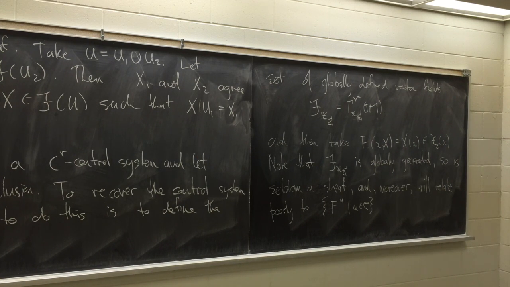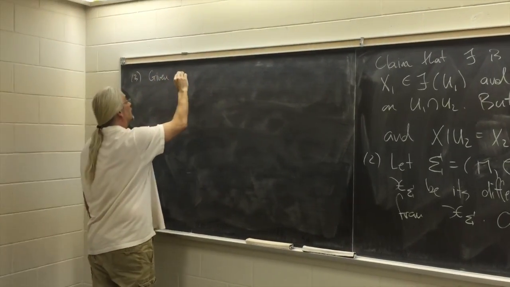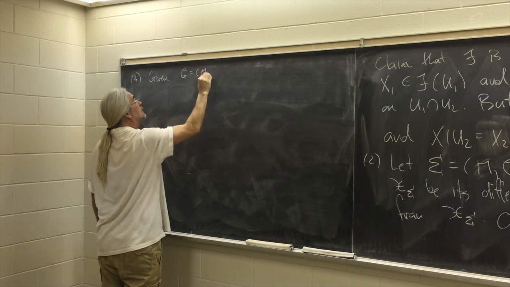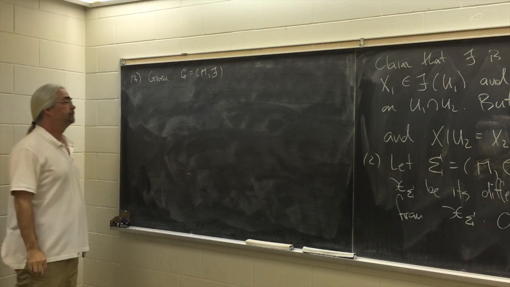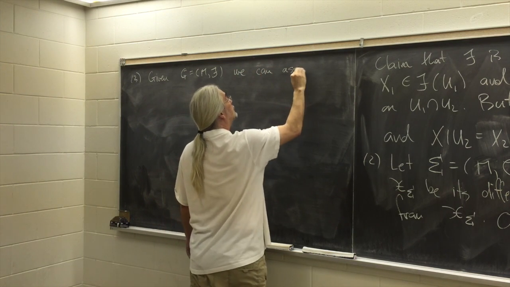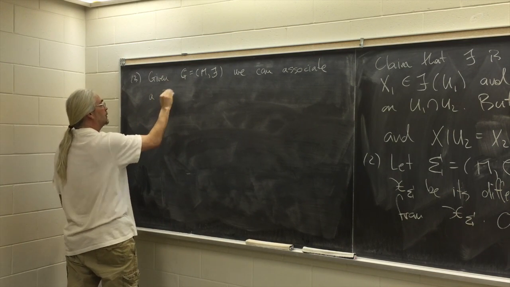So going from a differential inclusion to a control system is generally not very good, and it kind of has some relationships to sheafification. Okay. So another question you can ask: given a tautological control system, we can associate a differential inclusion that we talked about before.